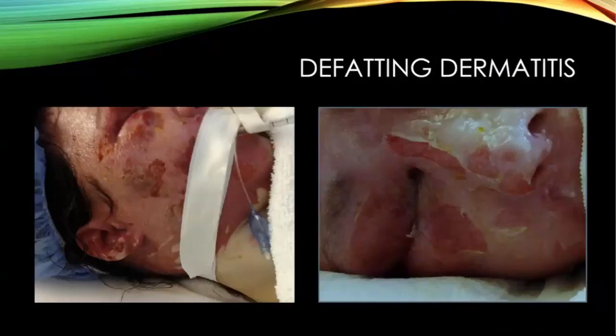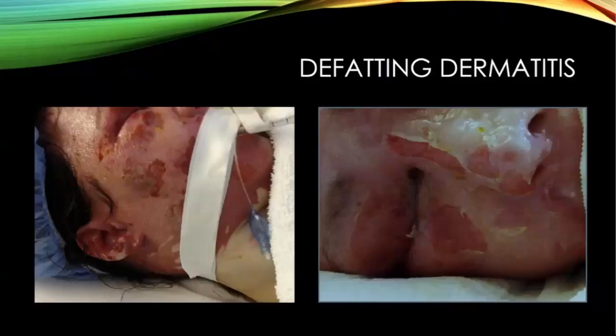This is a 24-year-old female who presented to the emergency department after experiencing a cardiac arrest. She was found unresponsive. She had a plastic bag sealed around her head. She had return of spontaneous circulation after about 12 minutes of CPR, and she was noted to have this facial erythema.